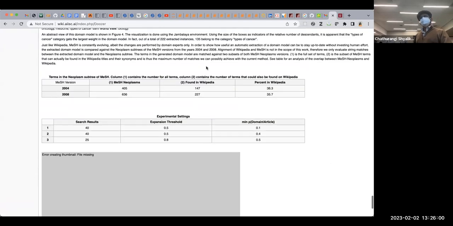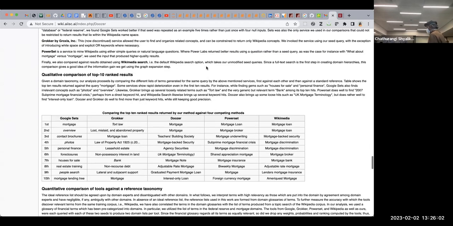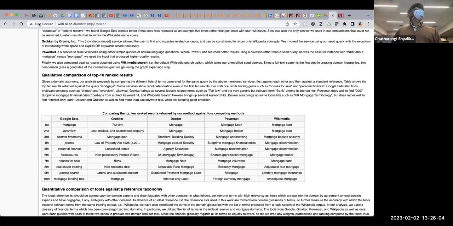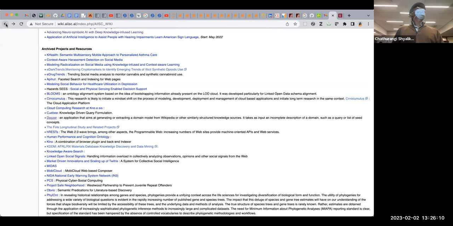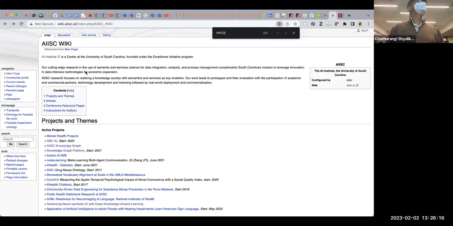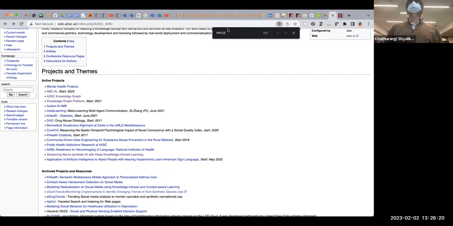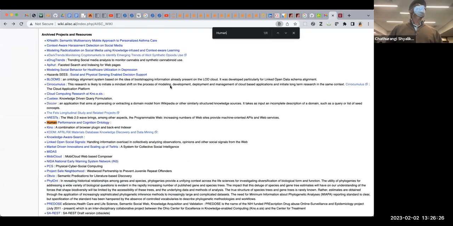So this was a very decent and robust tool. Now we use this tool to populate a human performance and cognition ontology.